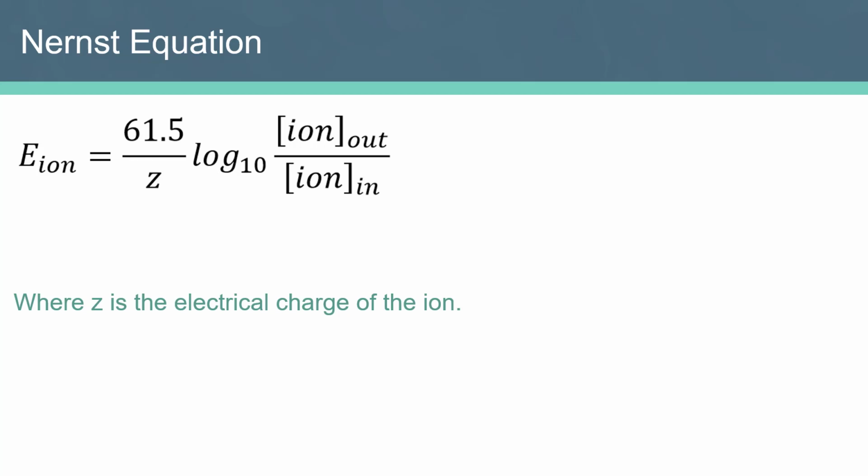In the case of potassium, we can simplify the equation. The equilibrium potential of potassium, EK in millivolts, equals 61.5 multiplied by log base 10 of the ion concentration outside divided by the ion concentration inside. Let's try out this equation by plugging in values for the concentration of potassium inside and outside of a glial cell.